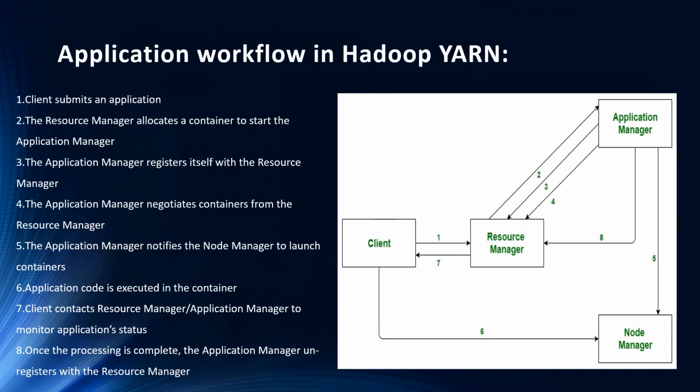Application workflow in Hadoop YARN. 1. Client submits an application. 2. The resource manager allocates a container to start the application master. 3. Application master registers itself with the resource manager. 4. The application master negotiates containers from the resource manager. 5. The application master notifies the node manager to launch containers. 6. Application code is executed in the container. 7. Client contacts resource manager or application master to monitor application status. 8. Once the processing is complete, the application master unregisters with the resource manager.